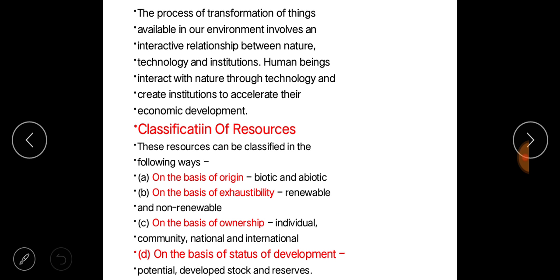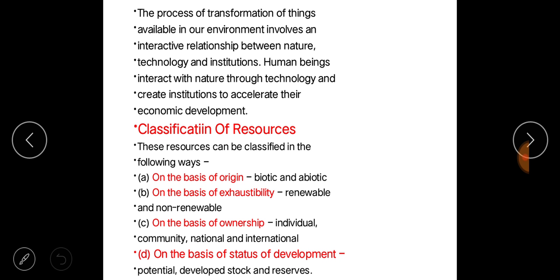We have different types of technology here, natural resources here, and different types of institutions here. We are all dependent on these things. Human beings interact with nature through technology and create institutions to accelerate their economic development. They are the institutions which help us in economic development. These are all interdependent, they all depend on each other. This is called interdependence.